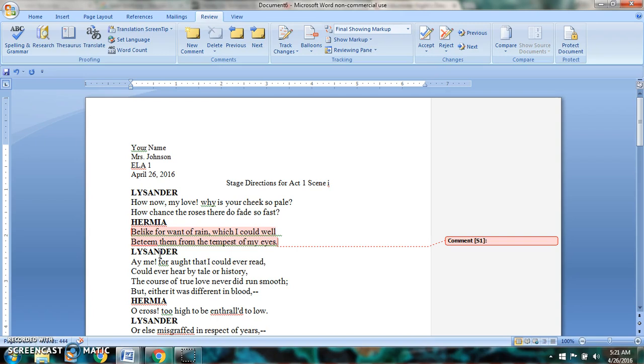So you really want to make sure when you're writing your explanations, you're not going to just say, Hermia looks like she's about to cry. That's not enough. That shows me either character traits or character motivations or tone or mood or something like that. You want to go a little more in depth.